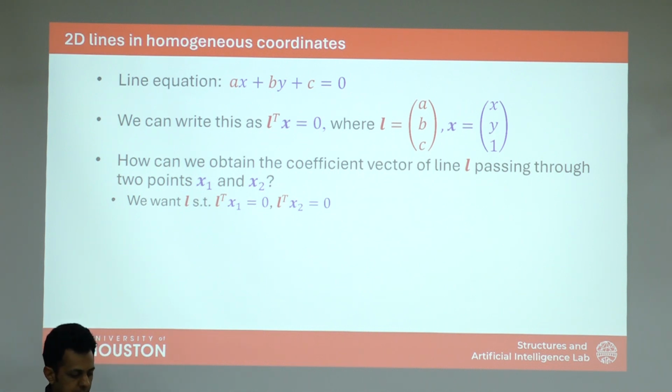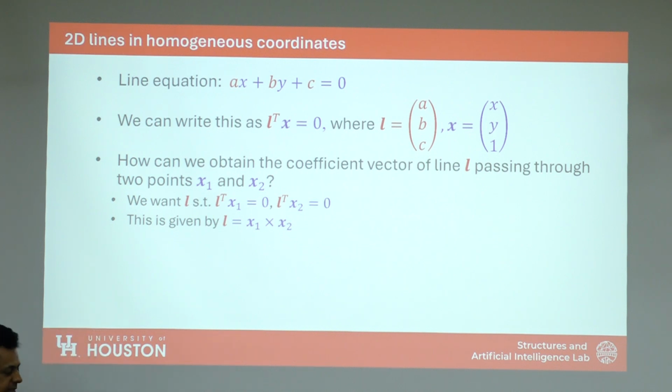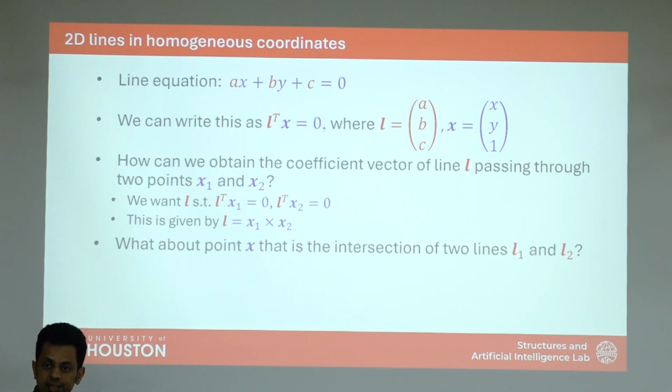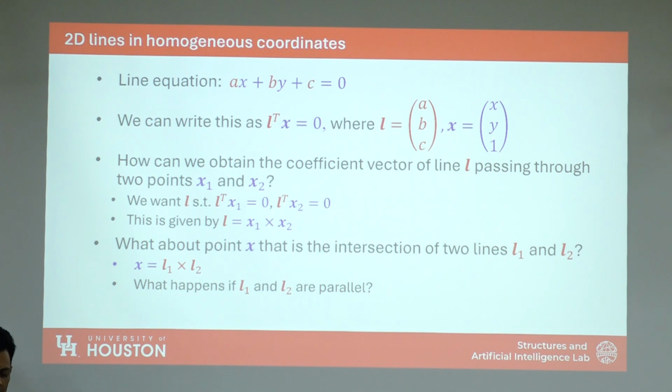Now that I have these two things, if I want to find L given x1 and x2, I can simply take the cross product of x1 and x2. That gives me the equation of the line. And similarly, if I want to find the intersection of 2 lines, I take the cross product of the lines and I get the point of intersection. So x is simply L1 cross L2. If L1 and L2 are parallel, then what happens to x? The cross product of parallel lines is 0, right?